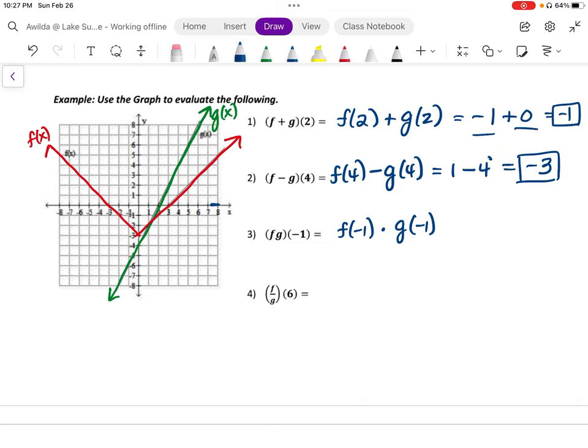Well, f of -1, if I look at the red graph, the ordered pair that has a value of -1 is over here, and that has -1 for x, and it looks like it has a -2 for y. And for the graph g, when x is -1, we're all the way down here at -1 for x and -6 for y. So this is equal to -2 times -6, which is +12.